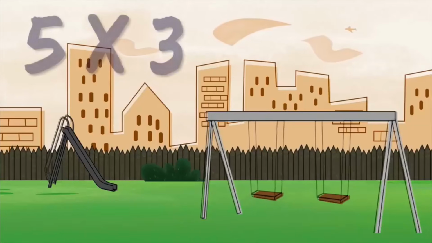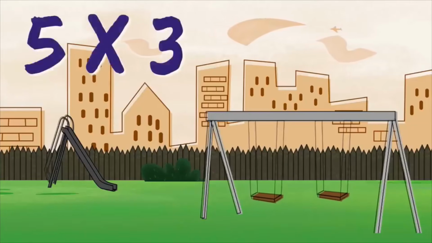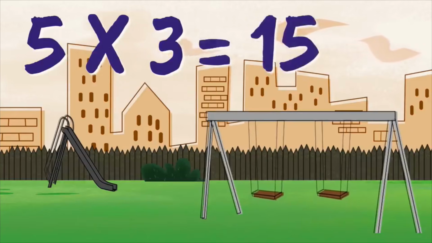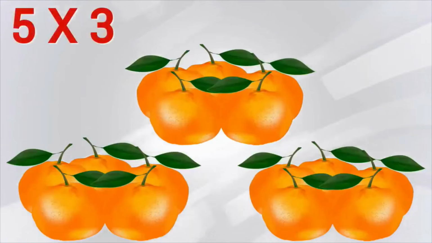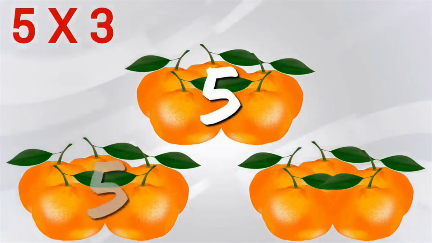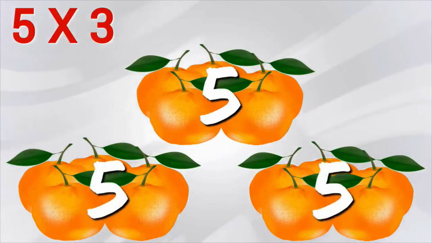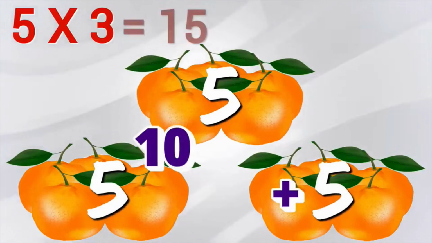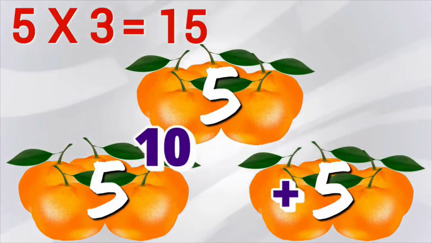Okay, let's try 5 times 3. What is 5 times 3? Yes, 15. 5 times 3 equals 15. Sweet! 5 times 3 is the number 5 3 times. This is the same as 5 plus 5 plus 5. It's 3 5s. 5 plus 5 equals 10. Plus another 5 is 15. 5 times 3 equals 15.